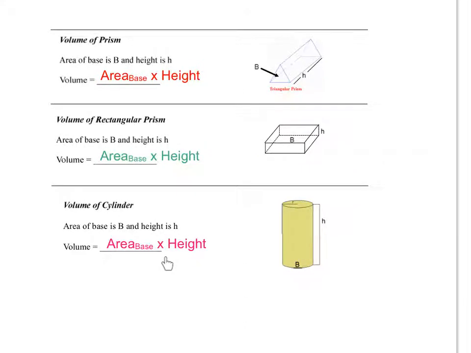But again, it's the area of the base times the height. So the base now is a circle. So we have a circle here, we have a circle here, we have the height. So the volume of this cylinder is the area of the base, which is the area of a circle, times the height. So another way to write that, and again, I don't know why you would write it differently, but it's the area of the base. Well, the base is a circle, so it's pi r squared times height.